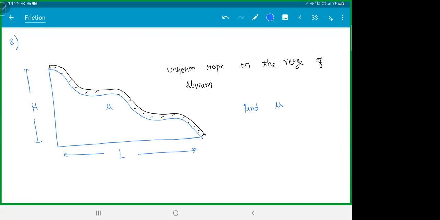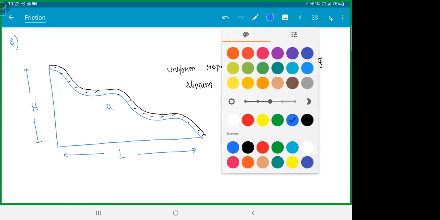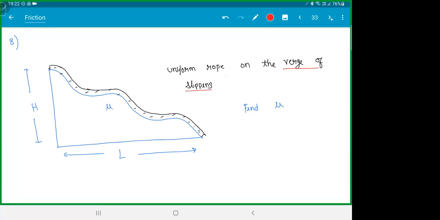So you kept a uniform rope on a rough, weird incline, which is on the verge of slipping. Look at this word, verge of slipping, about to slip. About to slip meaning friction is doing its best. So indirectly saying F is max. So keep that in mind. That is the word they will use, on the verge of slipping.